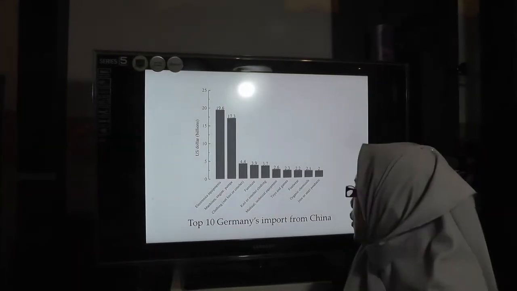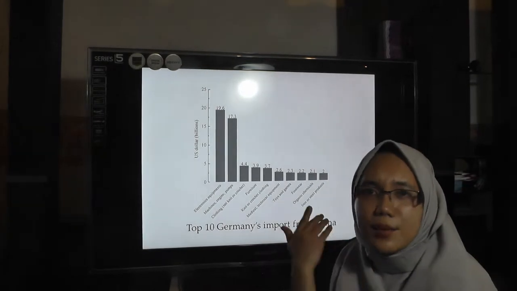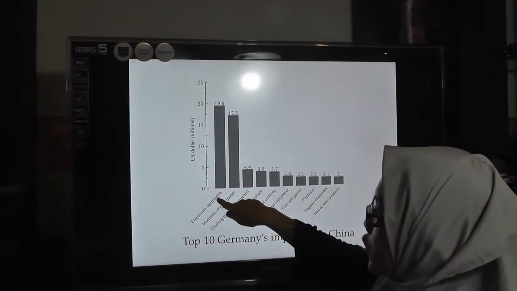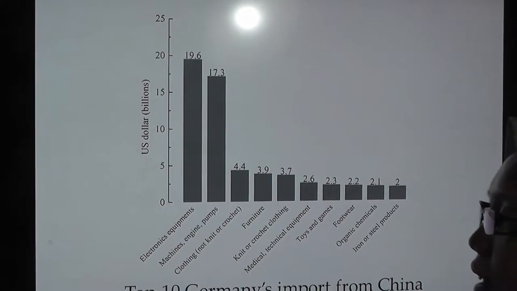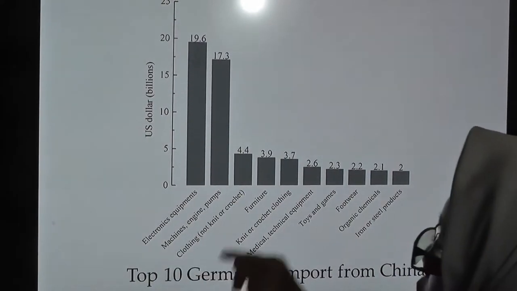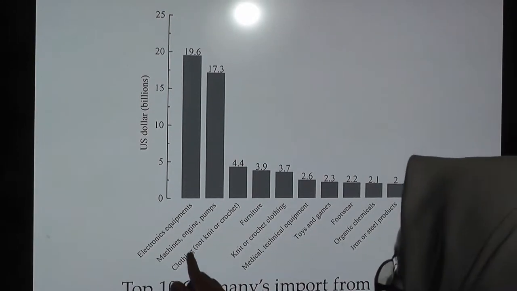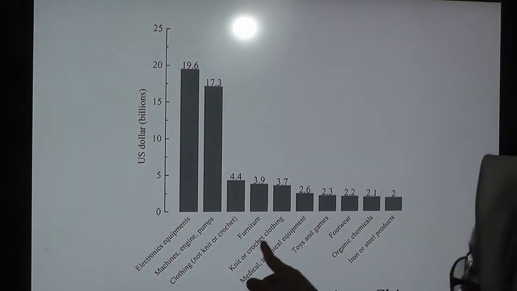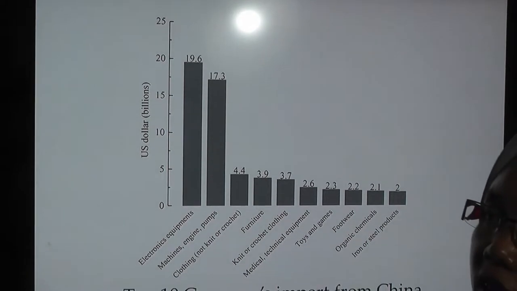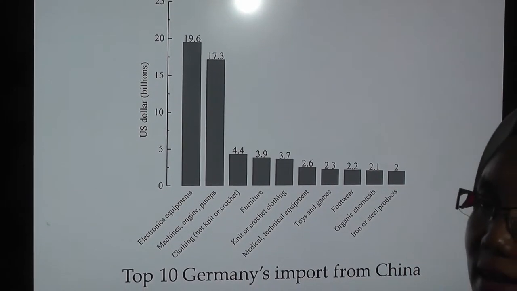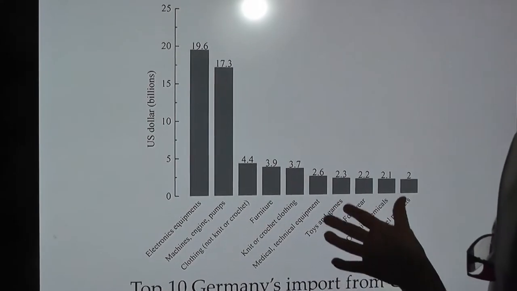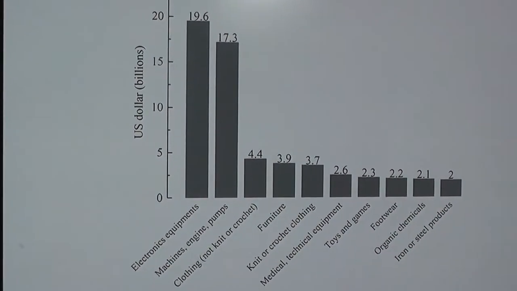So, top 10 German imports from China. We would like to know what products are produced and exported by China to Germany. Number one is electronic equipment. I guess this is so because electronic equipment and machines, engines and pumps can be intermediate goods to produce the final goods. We can see that Germany imports mostly clothing, furniture, knit or crochet clothing, because Germany is a four-season country, so it's very cool. Even in autumn, you can feel the breeziness of the strong wind. So you need all those knit clothing, medical and technical equipment, toys and games, footwear, organic chemicals, iron or steel products.